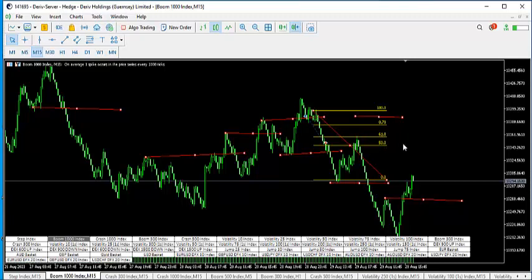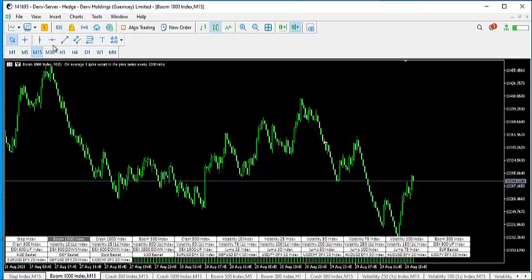Okay, now let's clear the chart. Now if you look at it very well, let's draw this again so that it will be clearer. So like I said, we are going to be using this last swing high over here, not this.